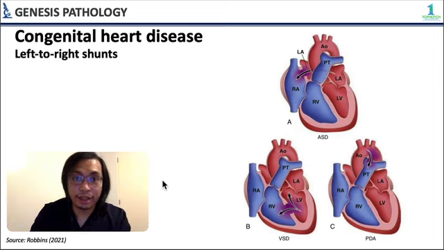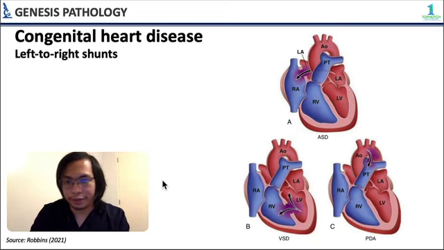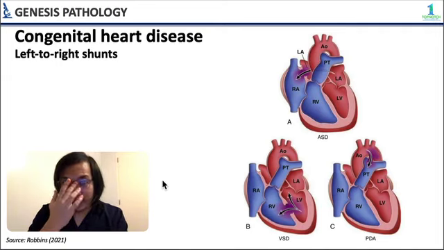Okay? So, left to right shunts, syempre, madami tayong examples of congenital heart disease that can cause left to right shunting. So, particular examples would be ASD, VSD, and PDA. ASD stands for atrial septal defect. VSD stands for ventricular septal defect. PDA stands for patent ductus arteriosus. Not shown in the image is your patent foramen ovale.